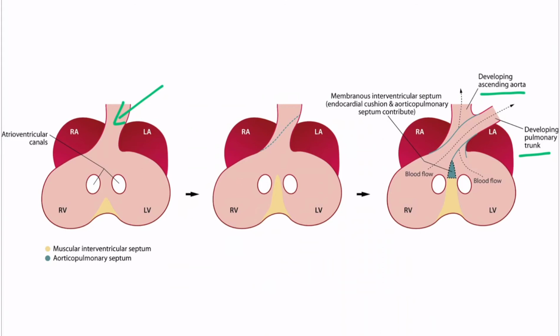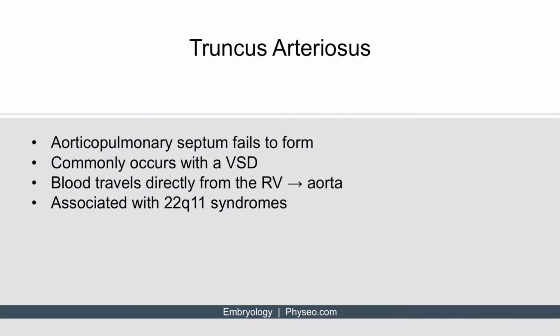Truncus arteriosus occurs when this division fails to happen and the aorticopulmonary septum fails to form. So we can see the aorticopulmonary septum forming right here. And if this fails to happen, then we don't get an ascending aorta and a pulmonary trunk. Instead, we get one single vessel leaving the heart. And this is known as truncus arteriosus. So truncus arteriosus is due to failure of the aorticopulmonary septum to form.